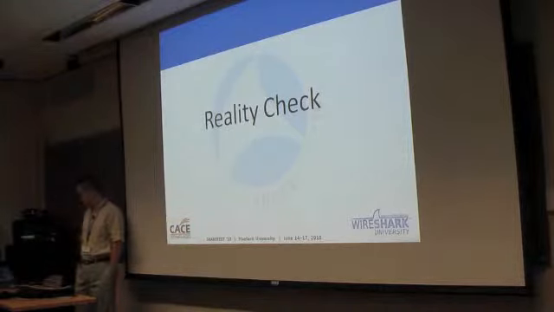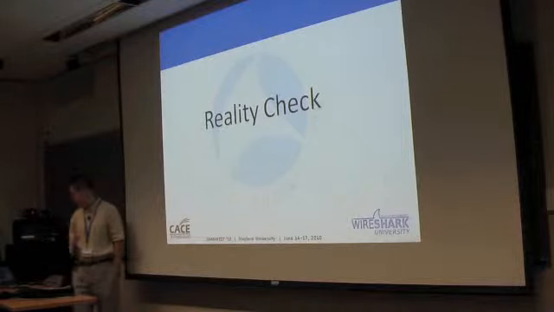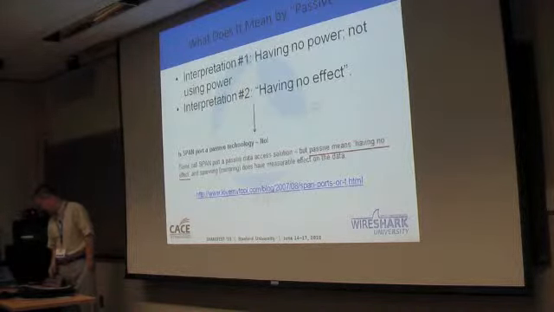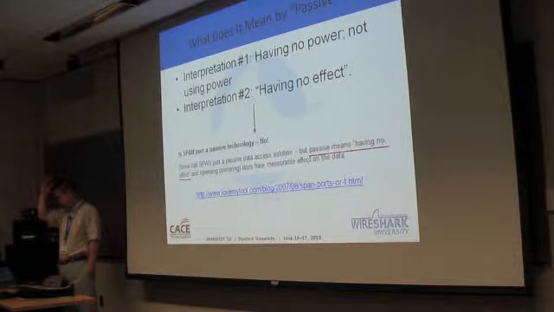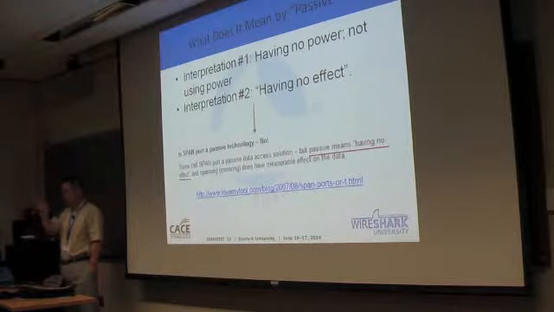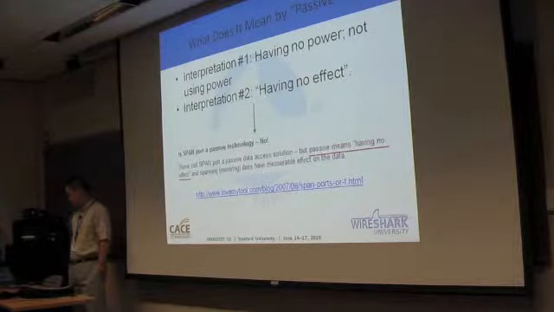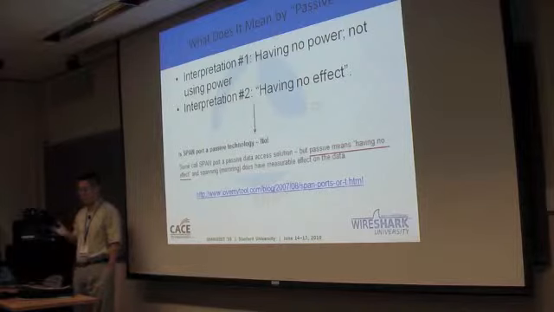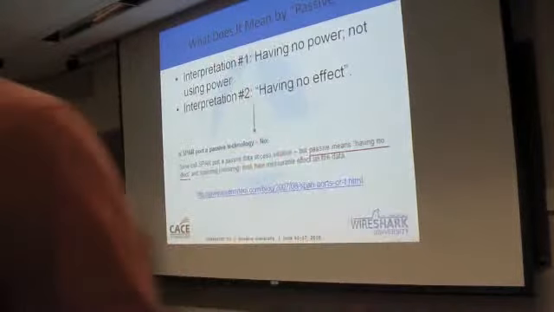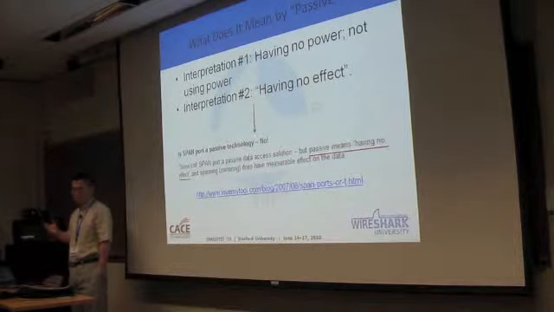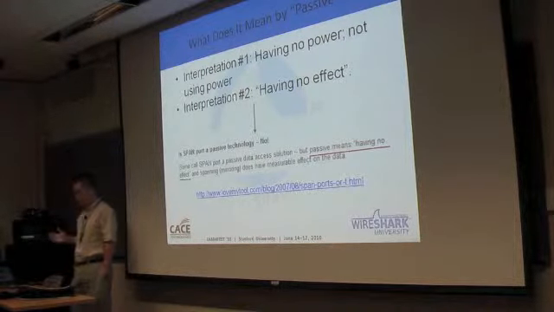Okay, so now I'm going to do a reality check to see how true all these claims are. First, I want to discuss the first item in that list of why SPAN is not that good: they use the word passive. My interpretation is that passive means not using power. For example, passive components are resistors, capacitors, and inductors. Those are passive devices, having no power and not using power.